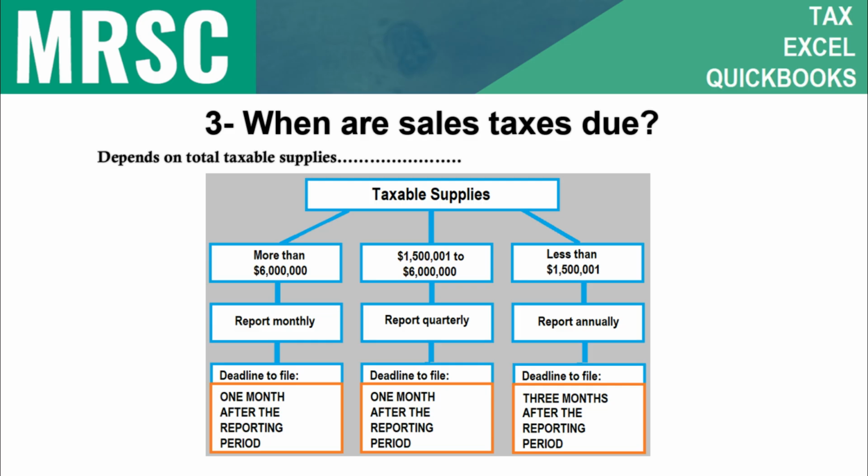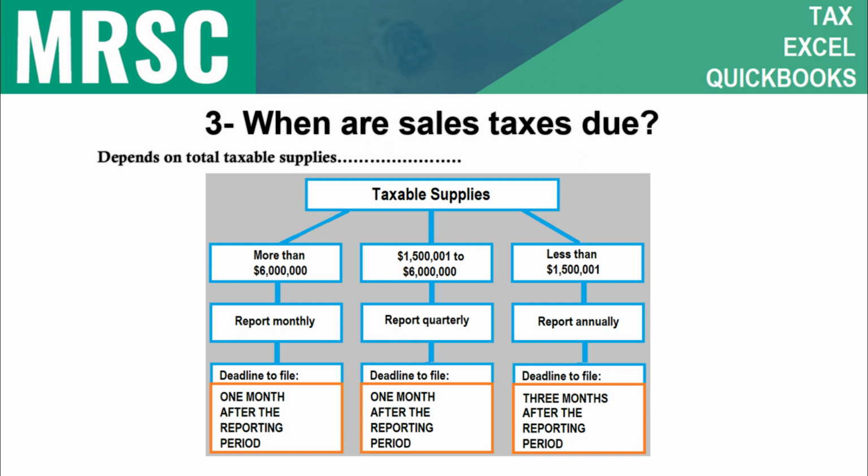To answer the question, when are sales taxes due, I created the picture that you see on the slide, and it depends entirely on the total taxable supplies of the business, basically their sales. So if we're talking about a much larger business that, say, has more than $6 million in sales, they'll be required to file on a monthly basis, and the deadline to file will be 1 month after the reporting period.